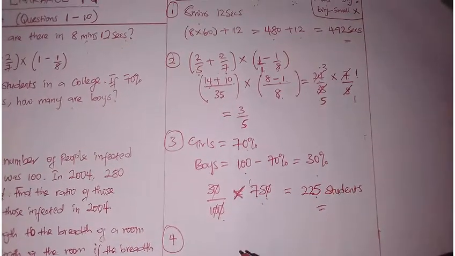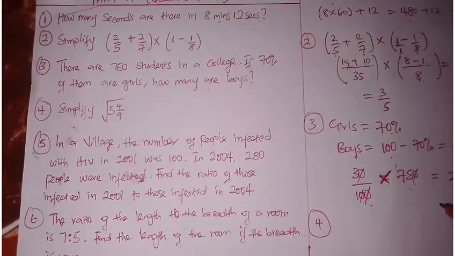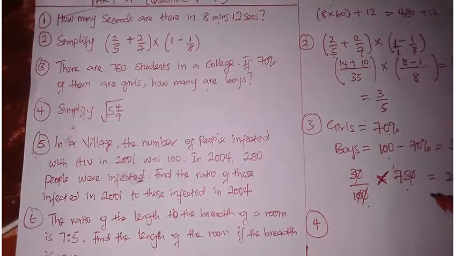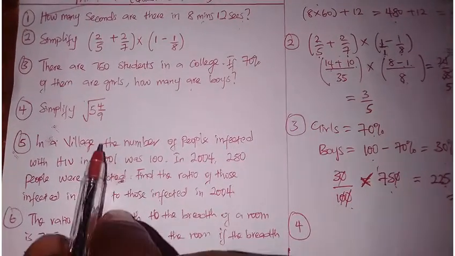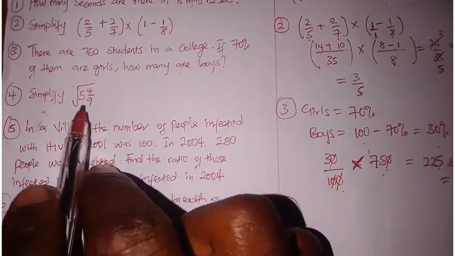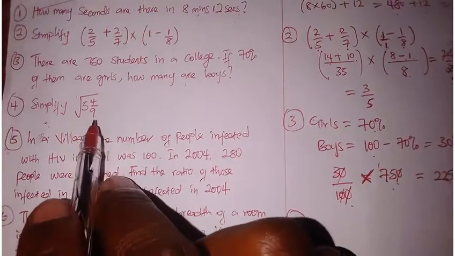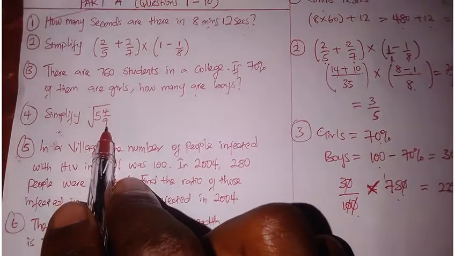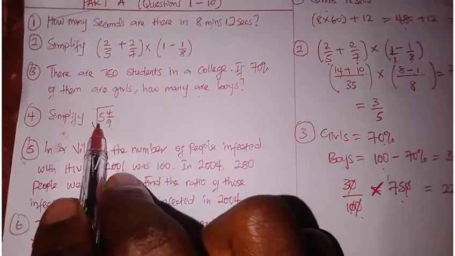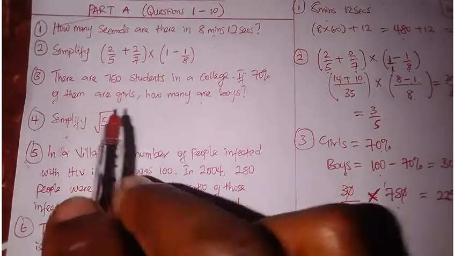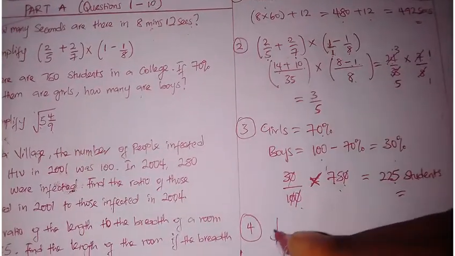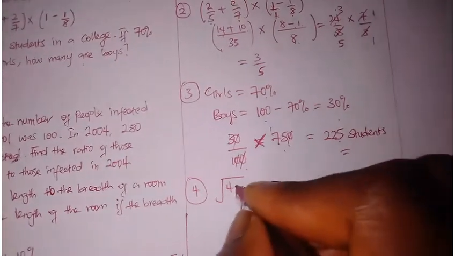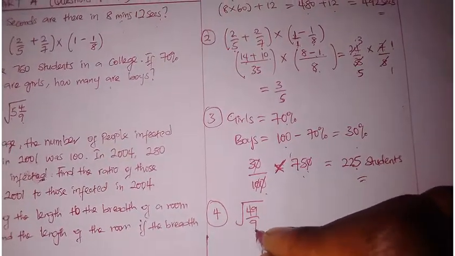Okay, so for number 4 question, what do we have? Number 4 question says simplify this. In this case, what I would relatively do here is I would convert this to an improper fraction, which becomes 9 times 5. That's 45 plus 4, that's 49. So I'm going to have the question as 49 over 9.